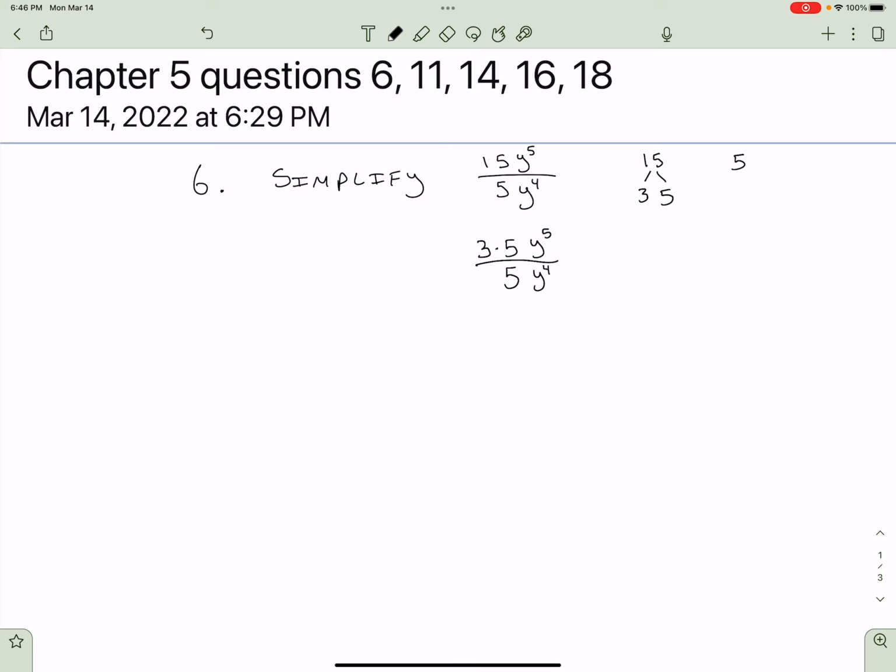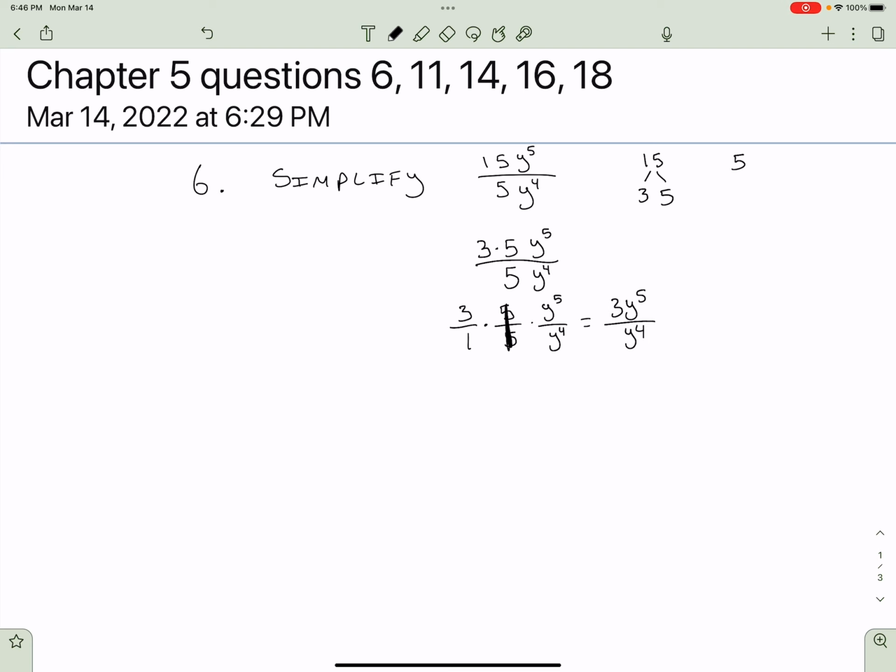Okay, so as you can see, there is a 5 in the numerator and a 5 in the denominator. This is kind of like saying 3 over 1 times 5 divided by 5 times y to the 5th power over y to the 4th power. 5 divided by 5 is 1. Okay? So this is going to leave us right now with 3y to the 5th over y to the 4th.